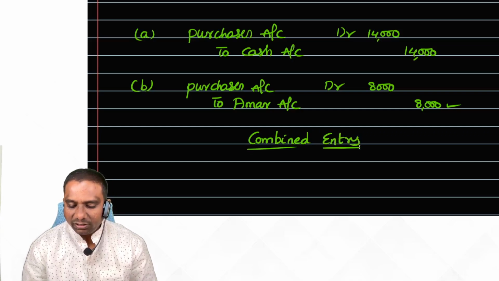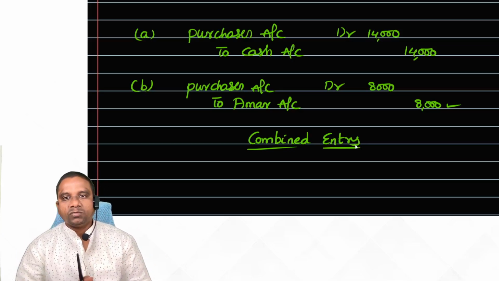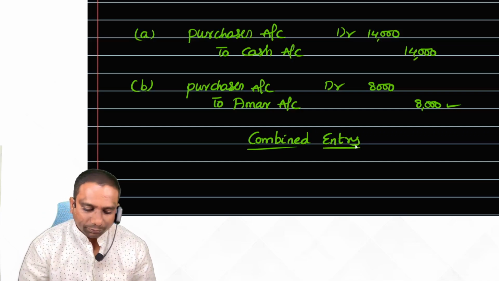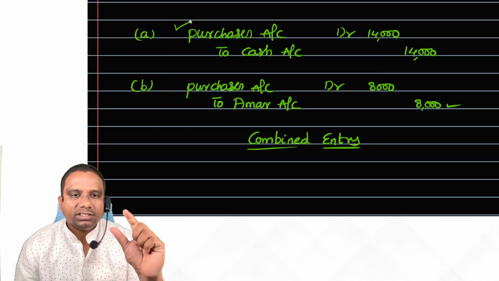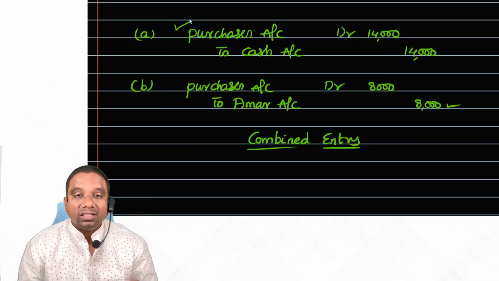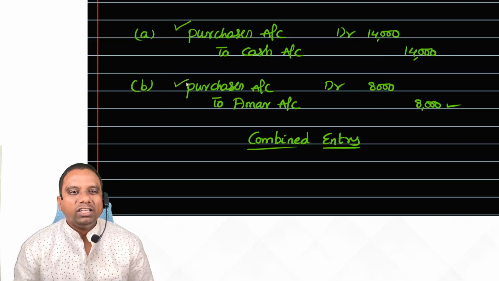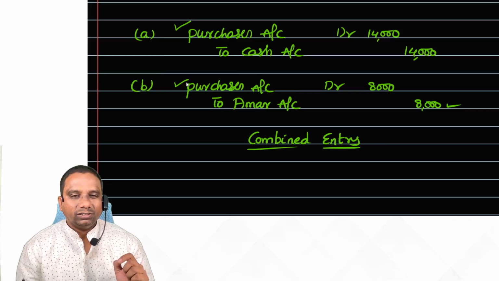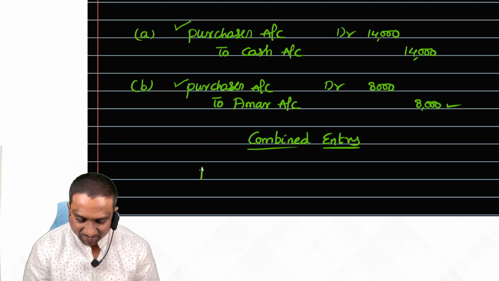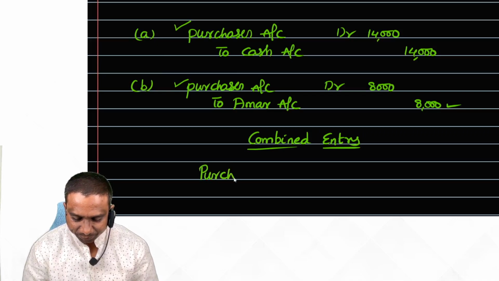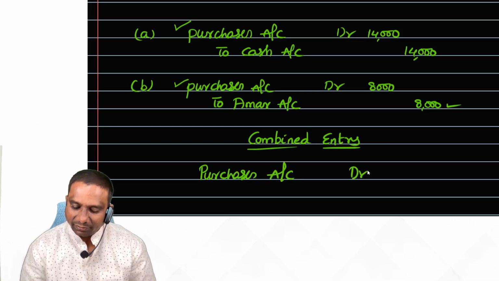Sir, how to write this combined entry? Very, very important. First, observe the debit account. In the first entry, debit is purchases. In the second entry also, debit is what? Purchases. Why should we write two entries? That means two accounts, so add these two. So purchases account debit.